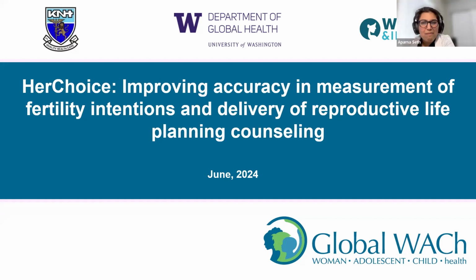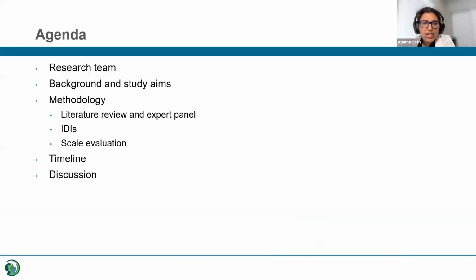Thanks, Alison. Just quickly go over the agenda for the talk today. Just talk about our research team collaboration. Then we'll go over the study background and aims. I'll spend most of my time talking about the methodology, which includes three components. One is a literature review, then qualitative research, including in-depth interviews with women in Kenya, and finally the scale that we are developing, evaluation for that, talk about the timeline for the project, and then spend some time on discussion.